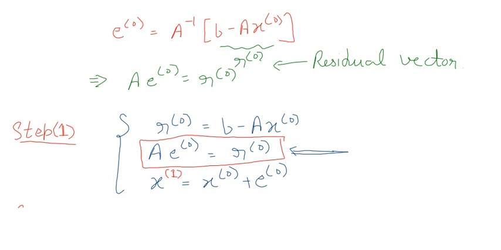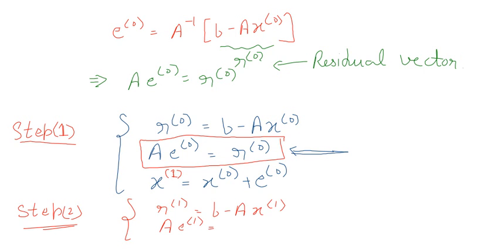Then similarly, step 2 is: you have now r1 equal to b minus A x1. Then AE1 is equal to r1. Then you have to solve this equation. Then you will get the new refinement, which is given by x2, that is equal to x1 plus e1.